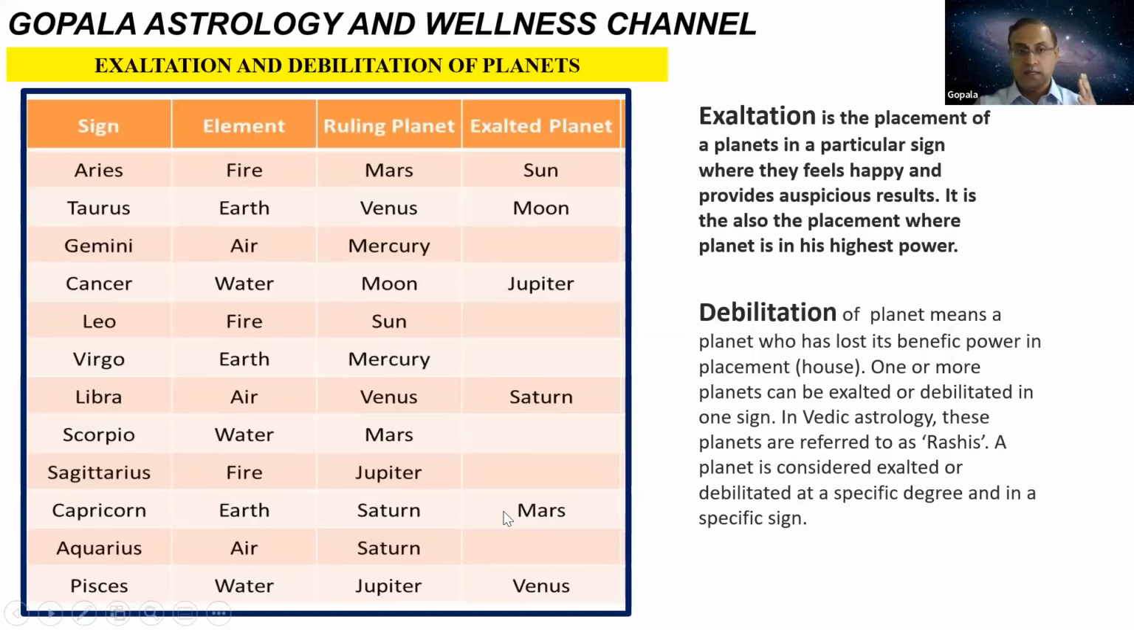Mars is like an army general. He does best in the disciplinary sign of Capricorn. Capricorn is interesting. It is owned by Saturn, and Saturn considers Mars an enemy, but Mars gets exalted and gives maximum results in Capricorn. People like Rajinikanth are born with Capricorn Mars, and things like that.